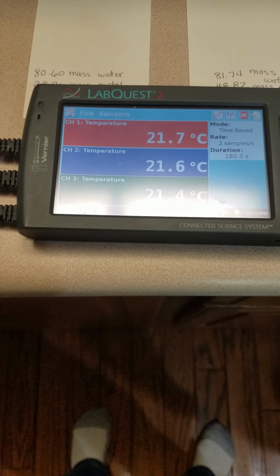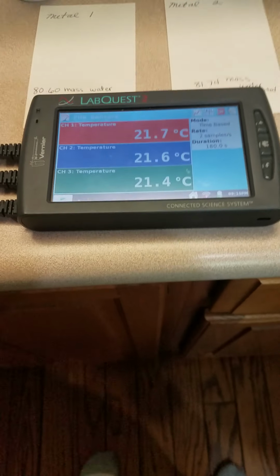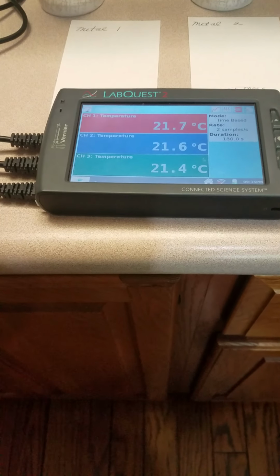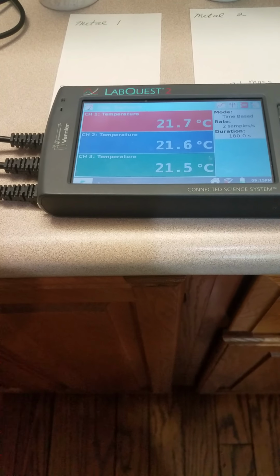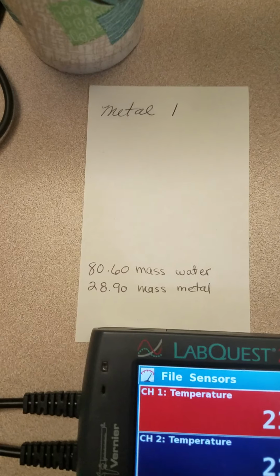Okay, so this is going to be a specific heat lab. Sorry, I kind of got a glitch there on this one. We have five different metals. Actually, just do this first, right?